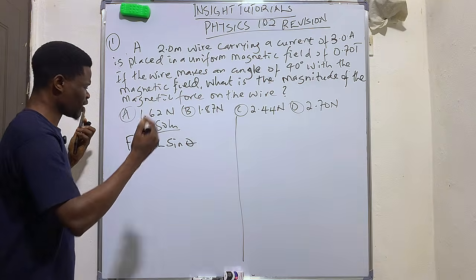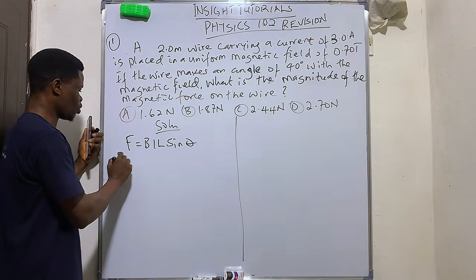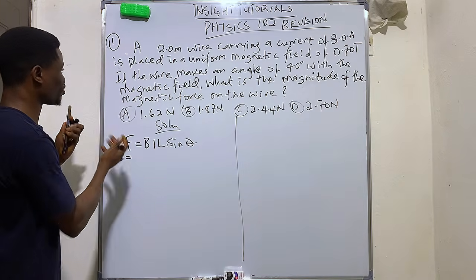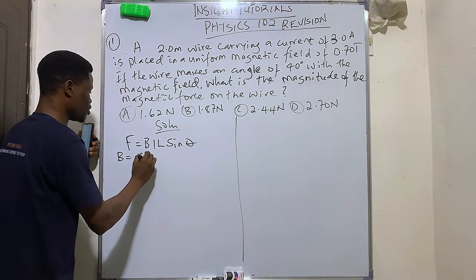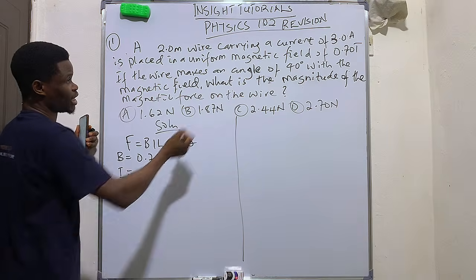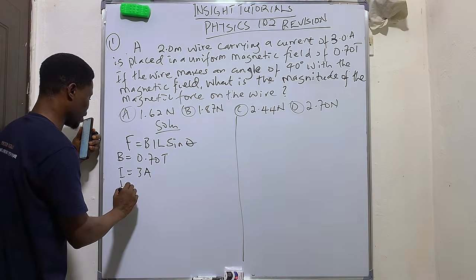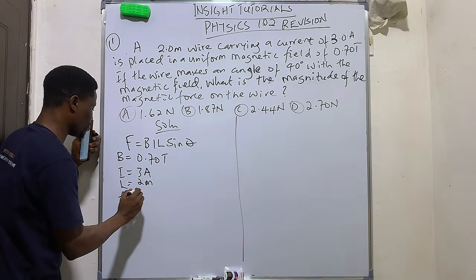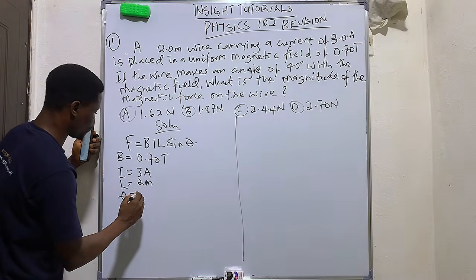But before we do that, it's very advisable that you write out your variables. So we're looking for the force. Now, what is our magnetic field in this question? It's given as 0.70 Tesla. And then in terms of our current, which is in ampere, we have 3 ampere. And then we have our length as 2 meter. We have the angle between the direction of the wire and the magnetic field as 40 degrees.